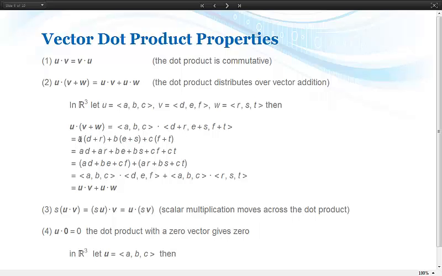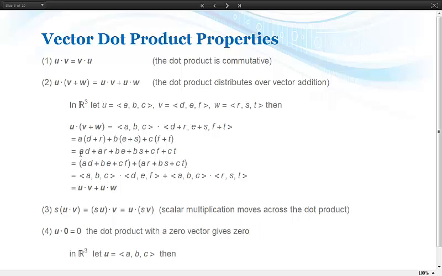So I have my distributive property of real arithmetic, that multiplication distributes over addition. So this first piece of this expression is actually AD plus AR. The second piece is BE plus BS. The third component is CF plus CT. Now, real arithmetic is commutative and associative, so I can change the order of these elements freely, and I can move the parentheses around freely.